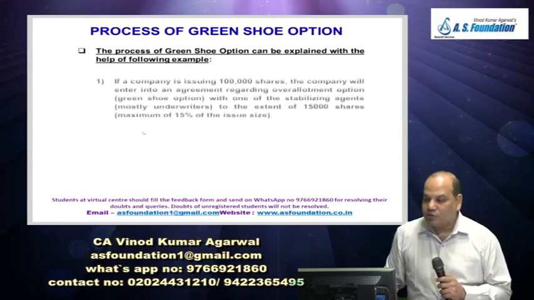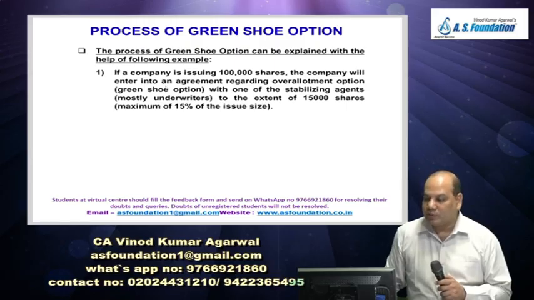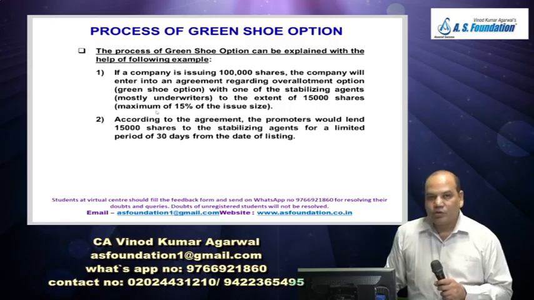The process of green shoe will be explained with the help of the following example. If a company is issuing 1 lakh shares, the company will enter into an agreement regarding over allotment option. So actually it is called over allotment option, but now it is popular as green shoe option, with one of the stabilizing agents, who are mostly the underwriters, to the extent of 15,000 shares. So as per SEBI, you can only use 15% of the issue.